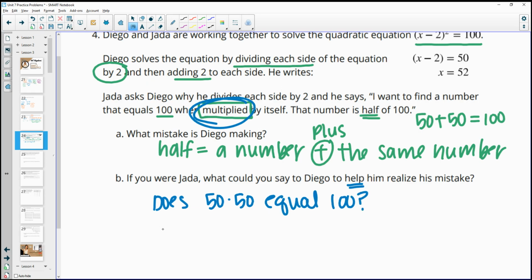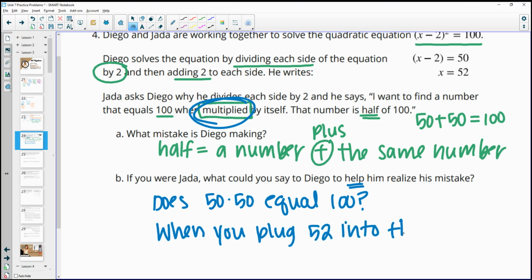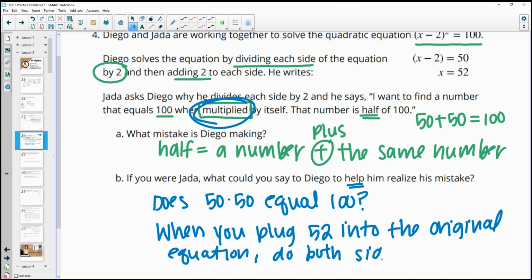Okay, or you could say, when you plug 52, his solution, into the original equation, do both sides equal, right? Or does it end up equaling 100? And those are two things that help Diego to think about what he said, okay, and think about what he did and see if he can come to the realization of what he did wrong without you telling him.